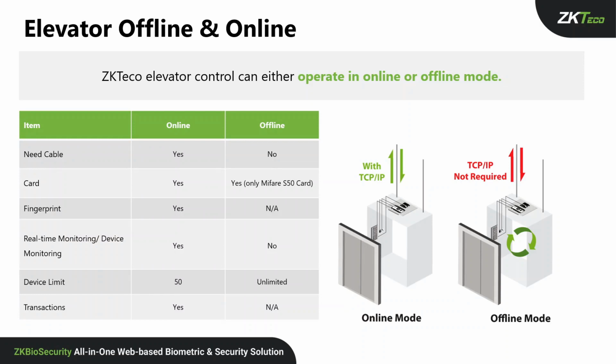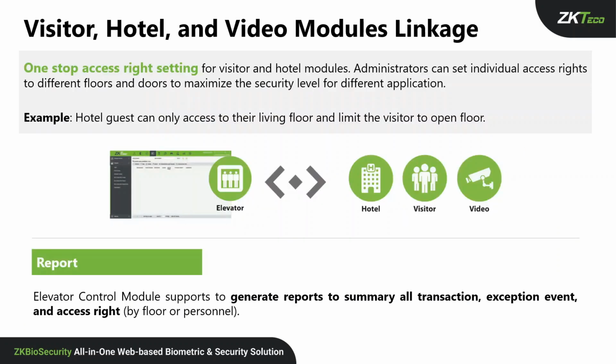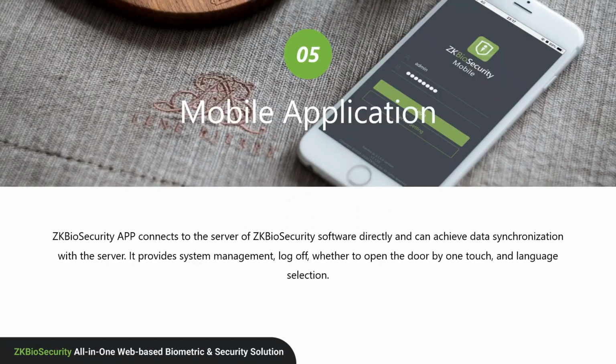So to be clear to you, in our visitor, hotel and video module linkage, all of this you can set from one-stop access rights settings. For example, you have visitors, you issue one card for the visitors, and you can also assign it for the elevators, and at the same time it is linked to our CCTV. One card will work for all of this. For the reports, you can also generate reports for summary and all transactions, exception, event, and access rights.